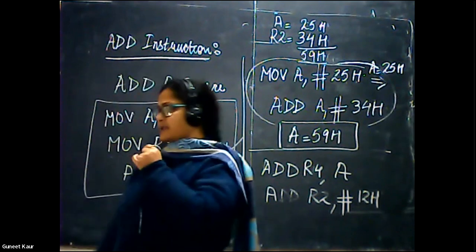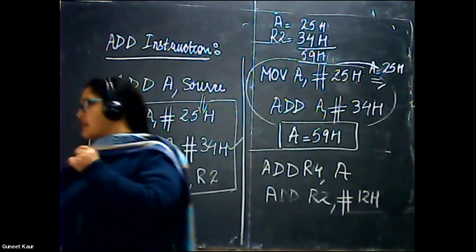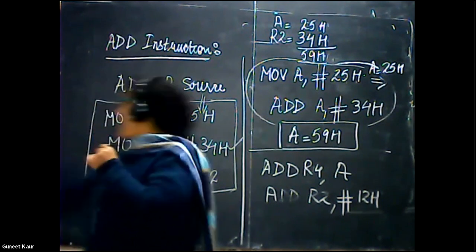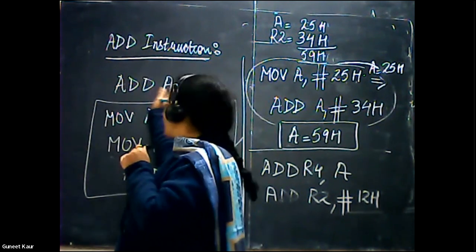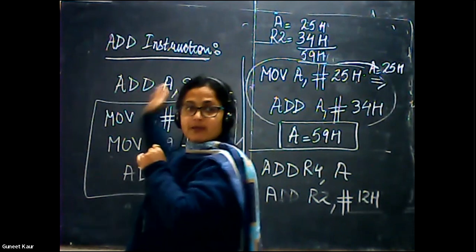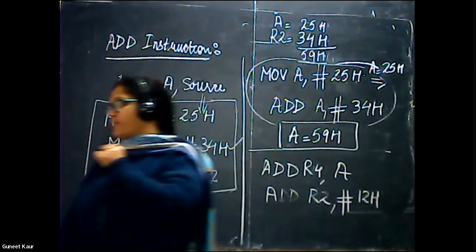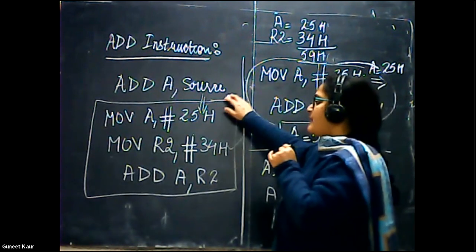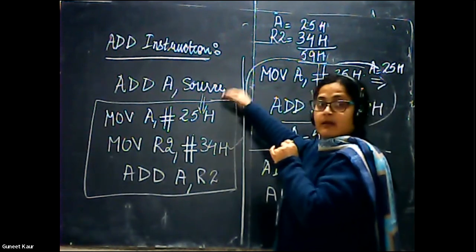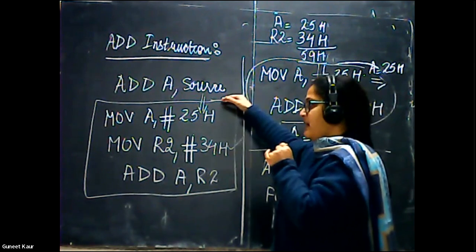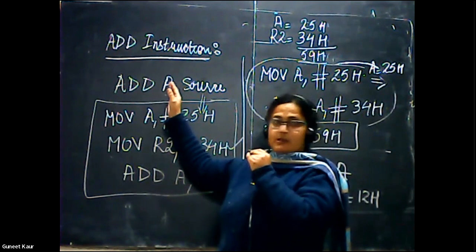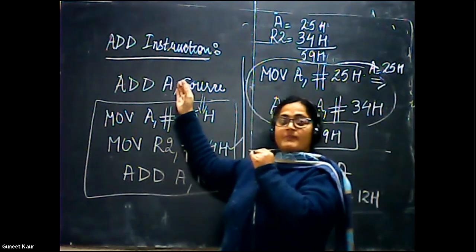So the add instruction tells the CPU to add the source byte to register A and put the result in register A. The source operand can be either a register or immediate data, but the destination, in which the result is to be stored, must always be register A.